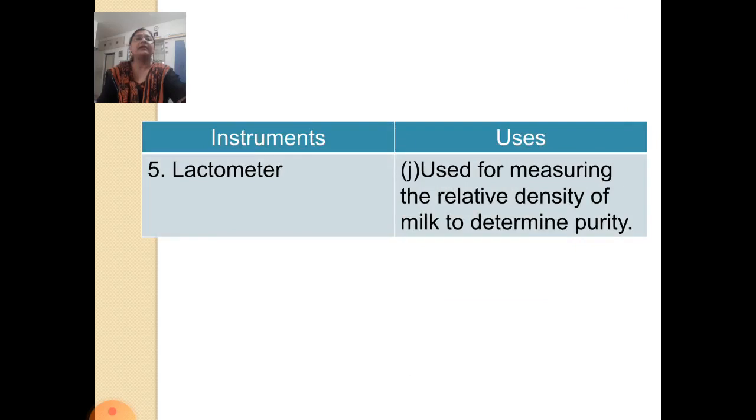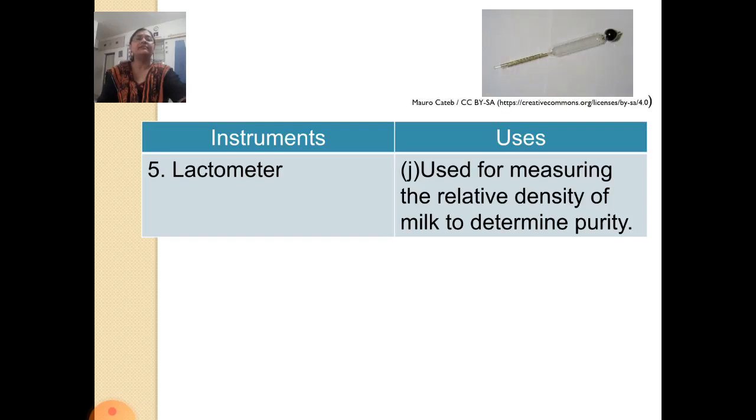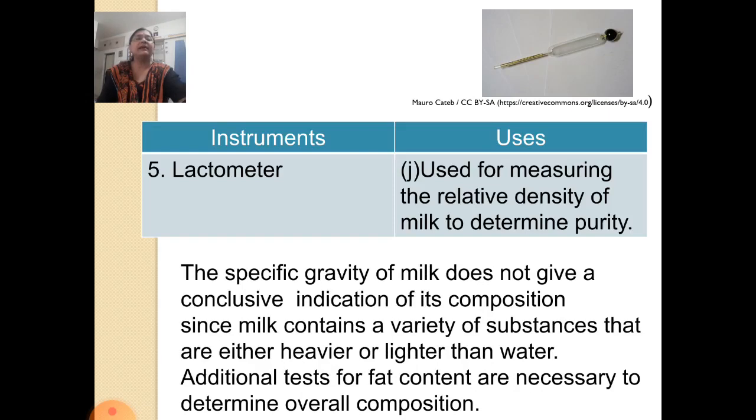Next one, lactometer. Lactometer is used for measuring the relative density of milk to determine purity, which is option J. The specific gravity of milk does not give a conclusive indication of its composition, since milk contains a variety of substances that are either heavier or lighter than water. Additional tests for fat contents are necessary to determine overall composition.